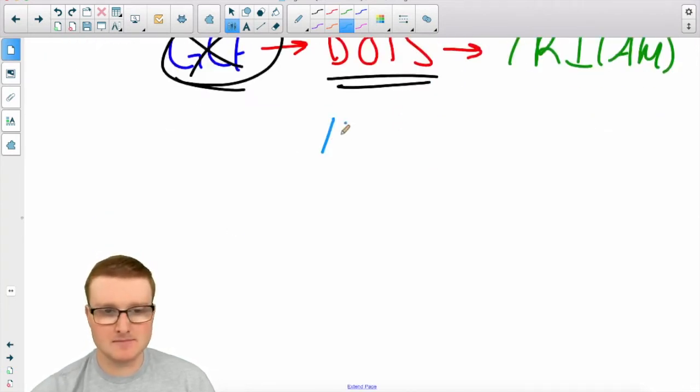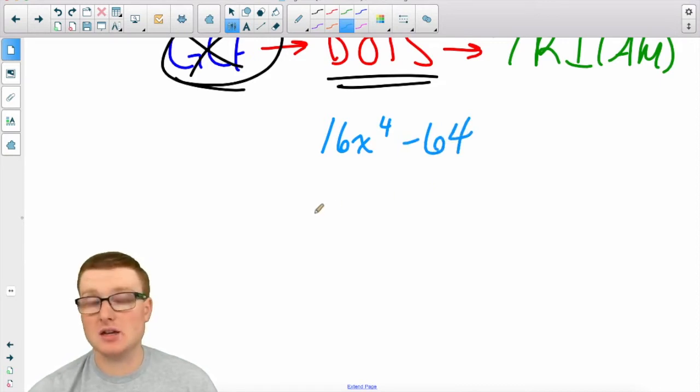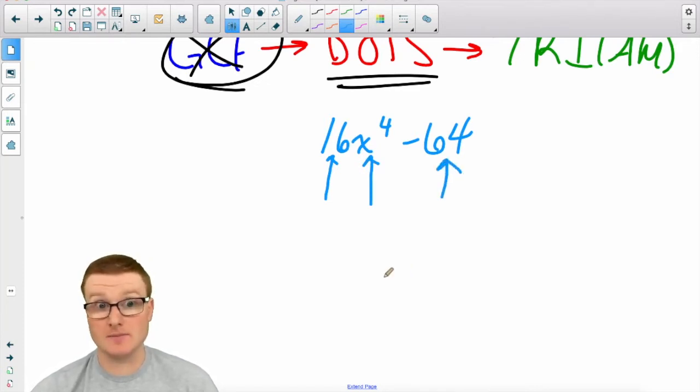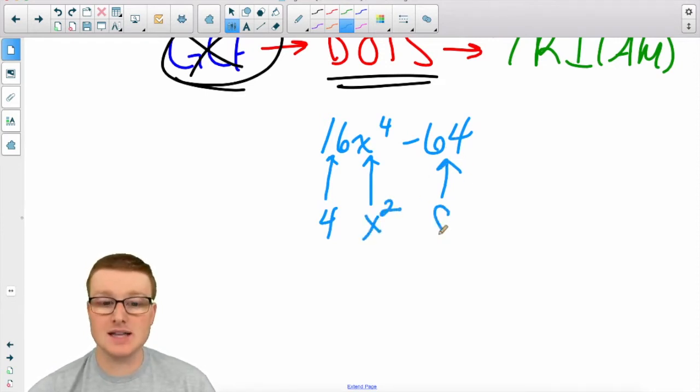So we have 16, x to the 4th, minus 64. We have to think, what is the square root of 16? What is the square root of x to the 4th? And what is the square root of 64? Well, the square root of 16 is 4. The square root of x to the 4th is x squared. And the square root of 64 is 8.